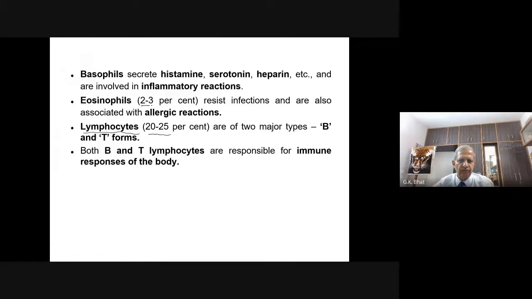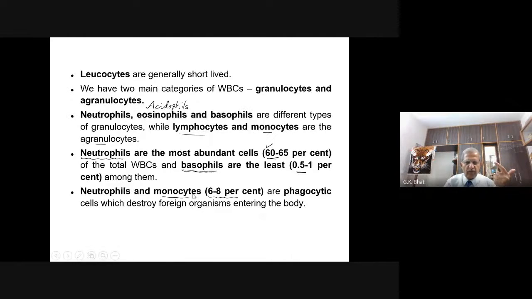Eosinophils, 2 to 3%. So, according to their number, the leukocytes from the highest to lowest are neutrophils. Next to the neutrophils, lymphocytes. Next to the lymphocytes, it is the monocytes. Next to the monocytes, it is the eosinophils. Next to the eosinophils, the least one is the basophils. Basophils are the least one, 0.5 to 1.